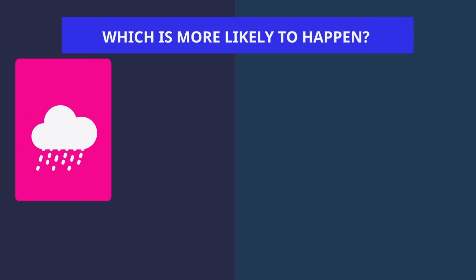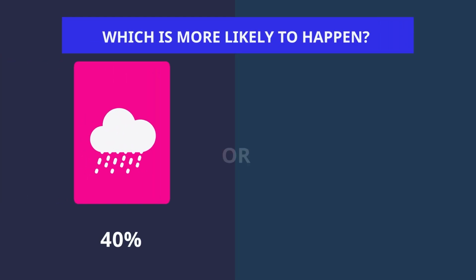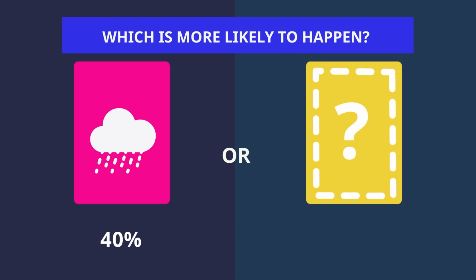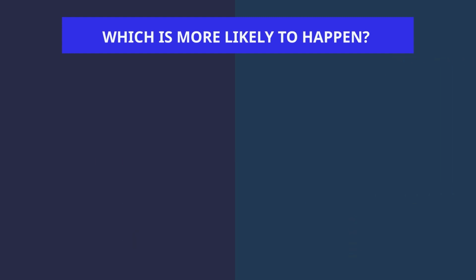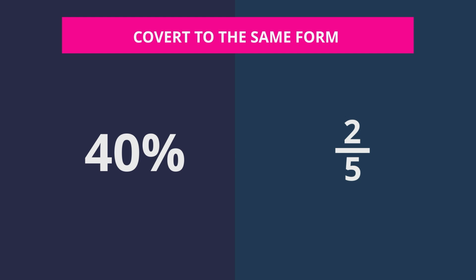A weather forecast says there's a 40% chance of rain tomorrow. A game show offers a 2 in 5 chance of winning a prize. Which is more likely to happen? Start by converting the probabilities into the same form. In this case, let's stick to percentage.